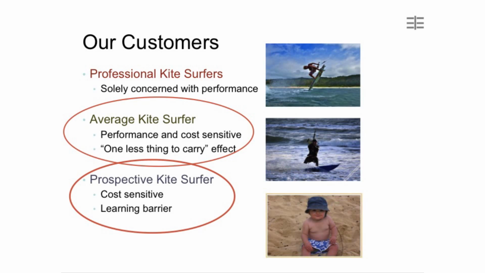Another example of a customer segment was someone making new kiteboarding equipment. Who were their customers? Professional kite surfers. They were solely concerned with performance, but they had another segment, average kite surfers. And they had a third, prospective kite surfers. And though I don't think they were this young, they were actually trying to understand how to segment their market and what their specific performance needs for kite surfing were in each segment.